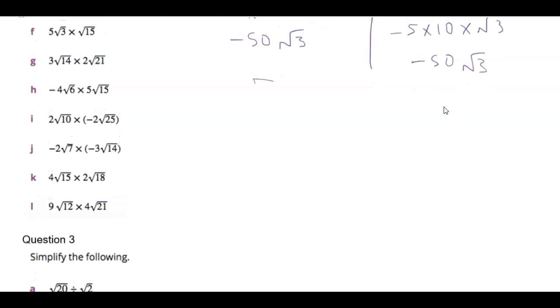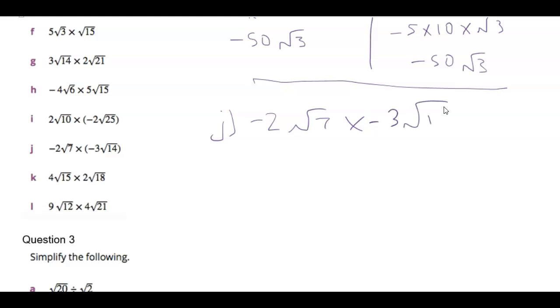And I might just draw a line here. Okay, so let's do one with brackets. I'm not going to do this one because that just becomes 5. So let's do J. Okay, so -2 root 7 times -3 root 14. Now we had a root 7 times root 14 above.